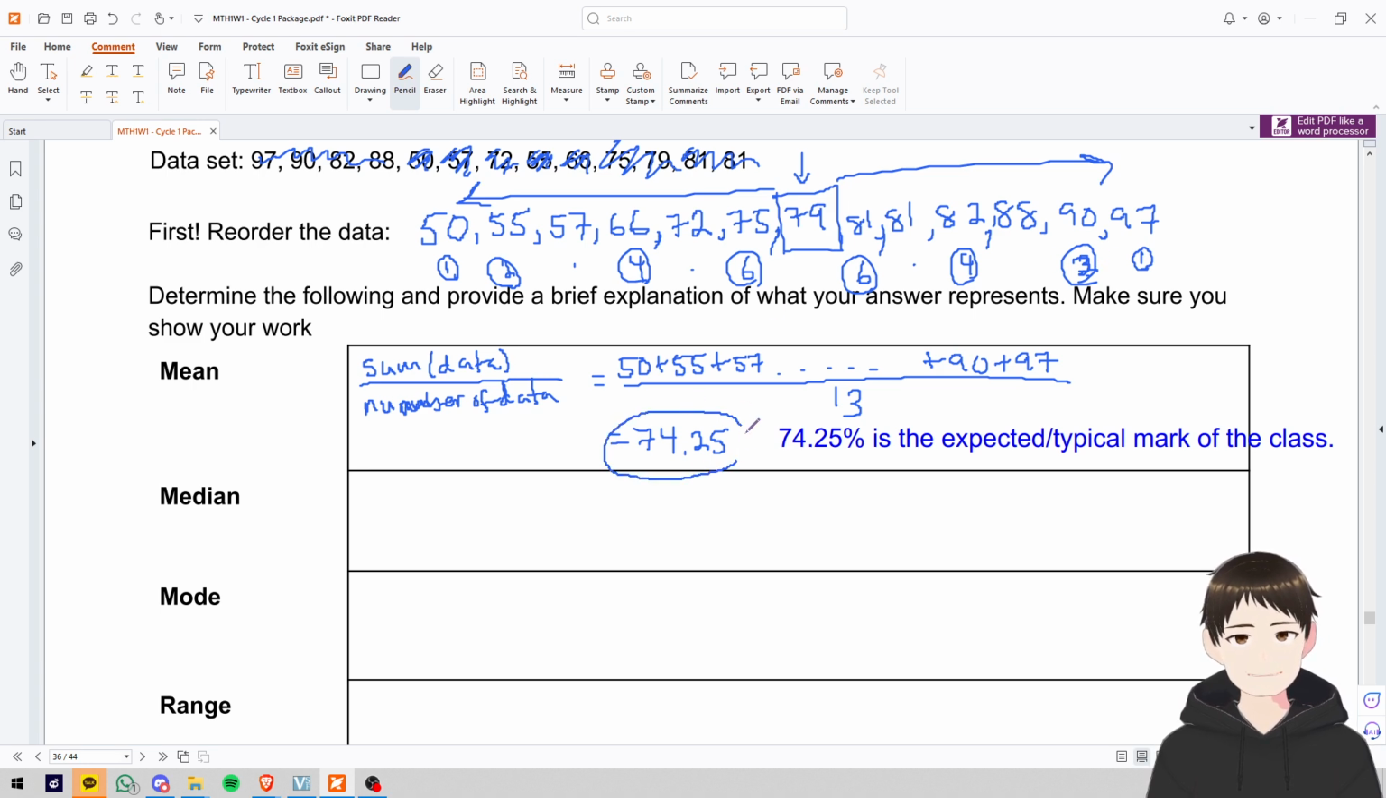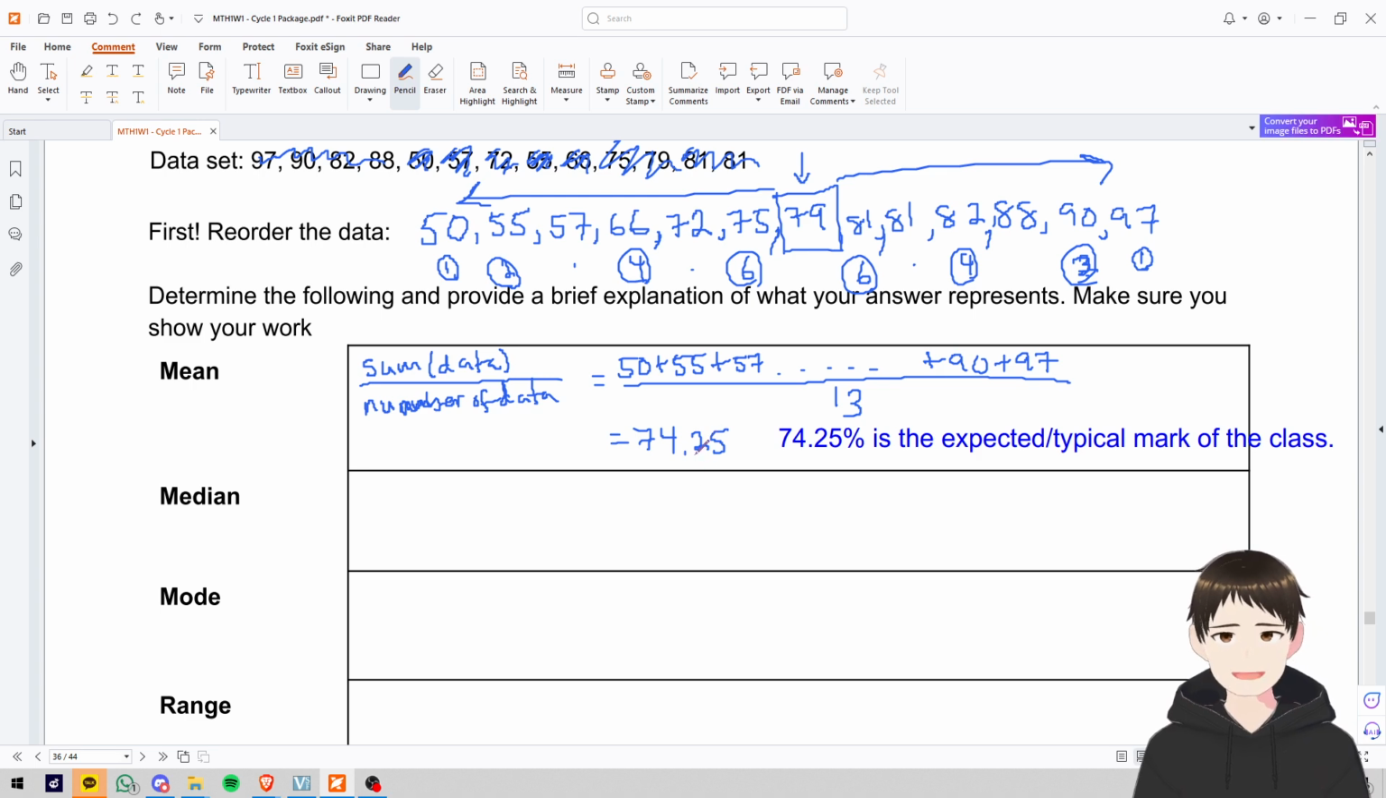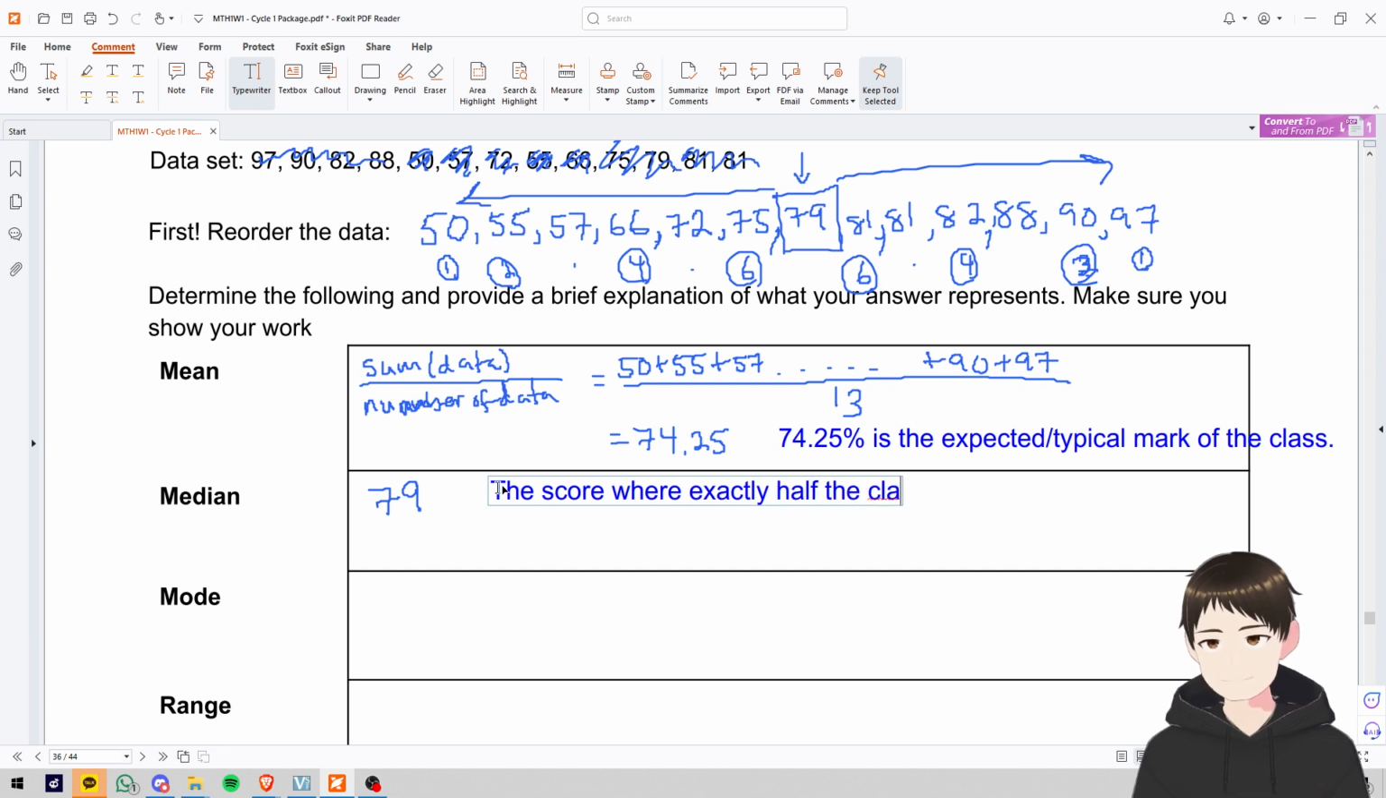Notice how 79 is higher than the average. So if you want to talk about a typical mark a student in your class could get, it would be 74. But if you're talking about who got exactly in between all the members of the class, that would be 79. Okay? The score where exactly half the class is below it and half the class is above.